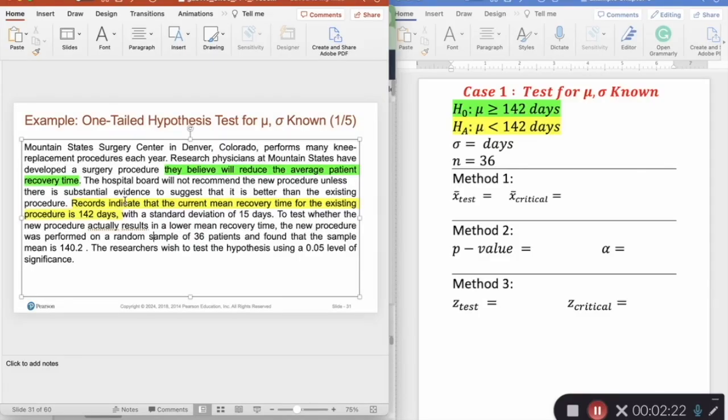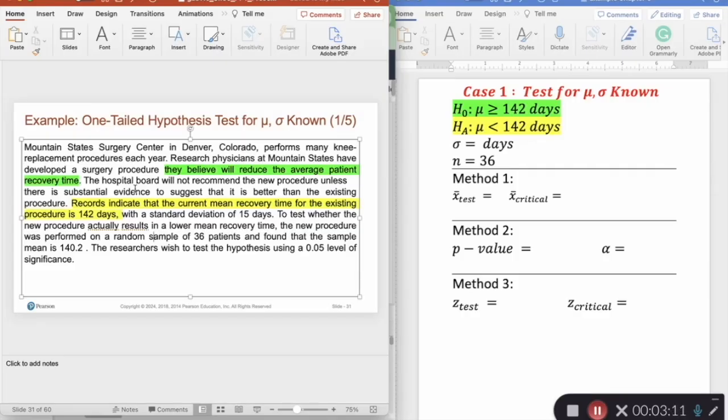The default scenario is that the recovery time is equal to or exceeding the current mean. So this is how we formulate our null and alternative hypotheses. Why is that? What is the default situation? The default is that it's not less than the current mean; it's equal to it or exceeding it. But they are suggesting a new surgery that will reduce the recovery time. So this is the claim, and this is our alternative hypothesis.